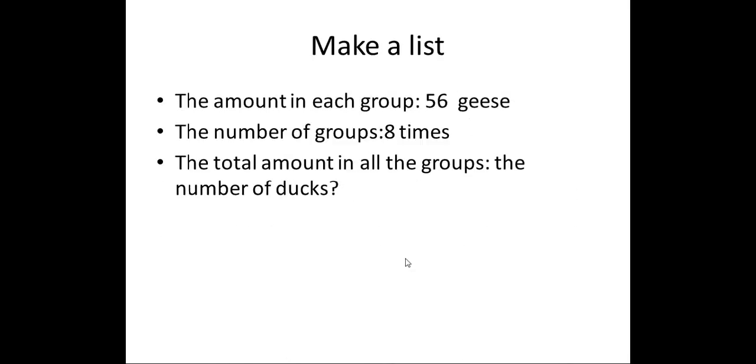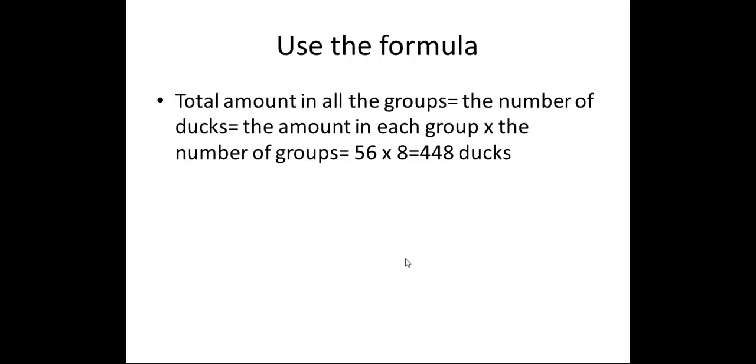Now let's make a list of all the 3 elements. The amount in each group is the number of geese, 56. The number of groups is 8 times. The total amount in all the groups is the number of ducks. How do we find the total amount in all the groups? That's the amount in each group multiplied by the number of groups. So this time, the number of ducks is 448.